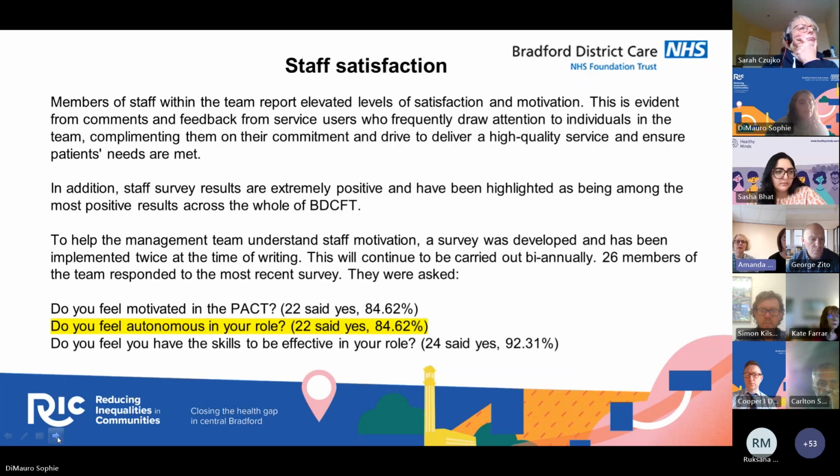Satisfaction. We do have a highly motivated, satisfied workforce within the proactive care team, and that has been demonstrated throughout the BDCT staff surveys, and we run a survey within the team also, and 84% of the staff said that they felt motivated and they felt that they had autonomy within their role, and 92% felt that they had the skills in order to be effective within their role. And I think this is what makes the workplace.